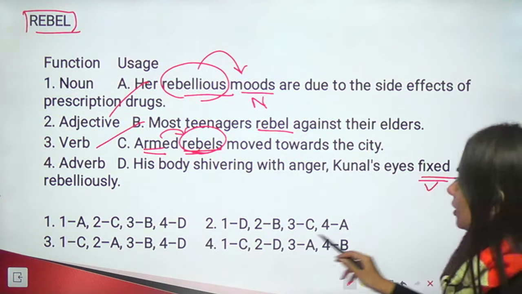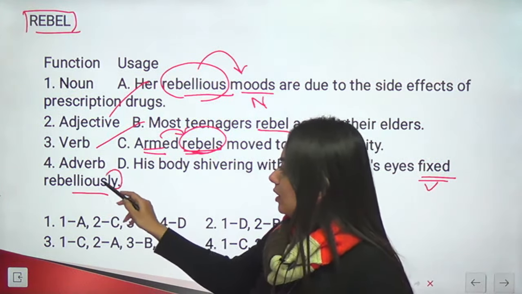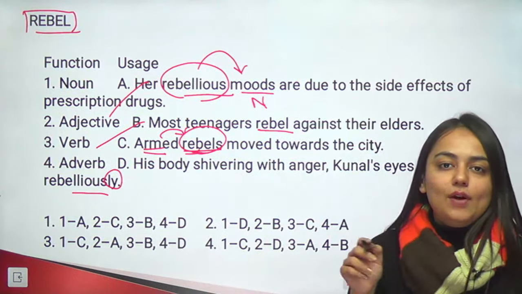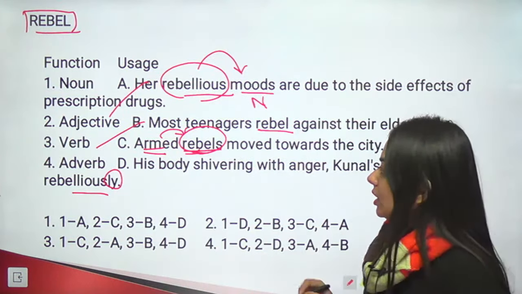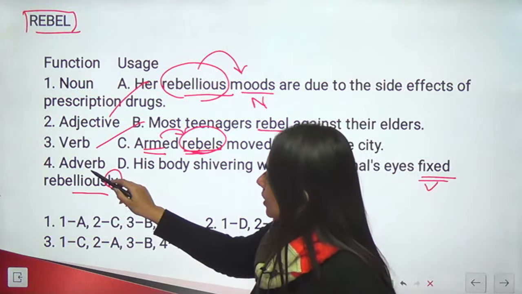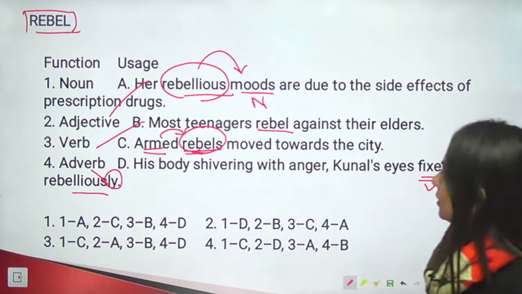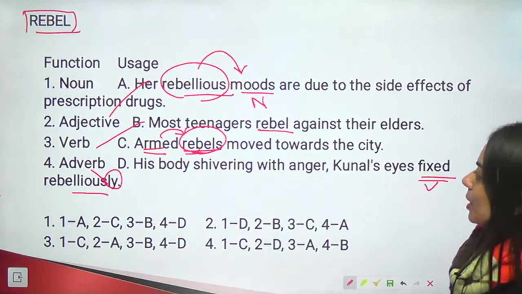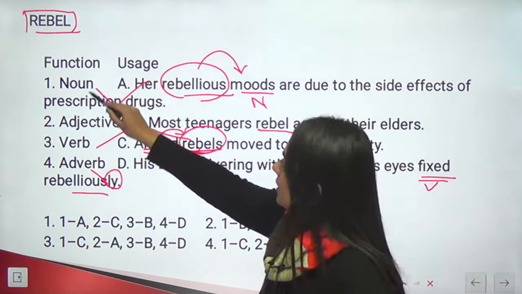Fixed is a verb, rebelliously. Moreover, when you have modifiers with ly, they are most probably adverbs. So it is an adverb, matching it with this one. Armed rebels. So this rebel is a noun.